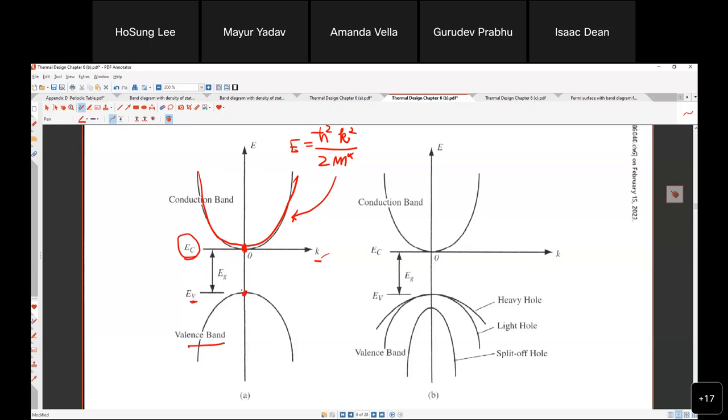This is the edge of the valence band, and the difference between EC and EV is the band gap. The band gap happens because of quantum energy. Usually for the S and P shells the gap is small, but it usually creates some band gap.